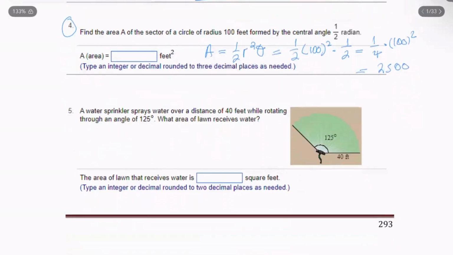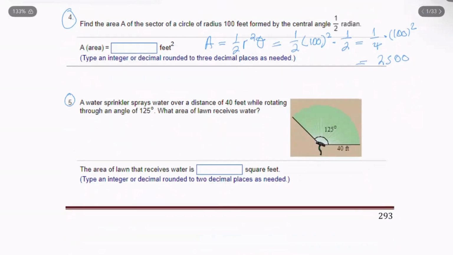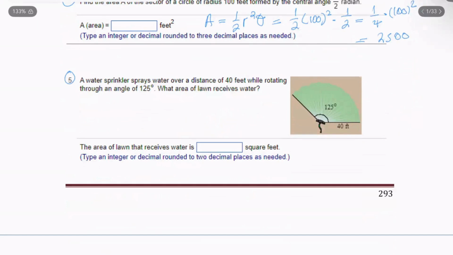I will do question 5. In question 5, you're looking for the area of the lawn that receives the water, where the radius is 40 and the angle is 125. So 125 is in degrees. It has to be converted to radians. In our formula, area is equal to 1 over 2 r squared theta.